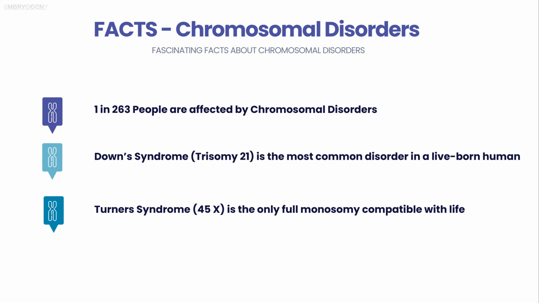Some facts about chromosomal disorders, which are fascinating. 1 in 263 people are affected by chromosomal disorders. Down syndrome or trisomy 21 is the most common disorder in a live-born human. Turner syndrome or 45X is the only full monosomy compatible with life.